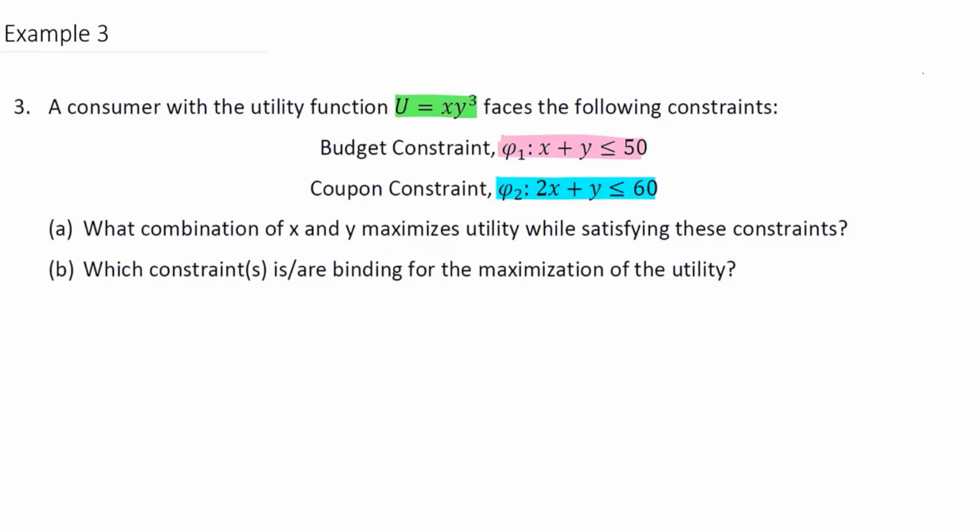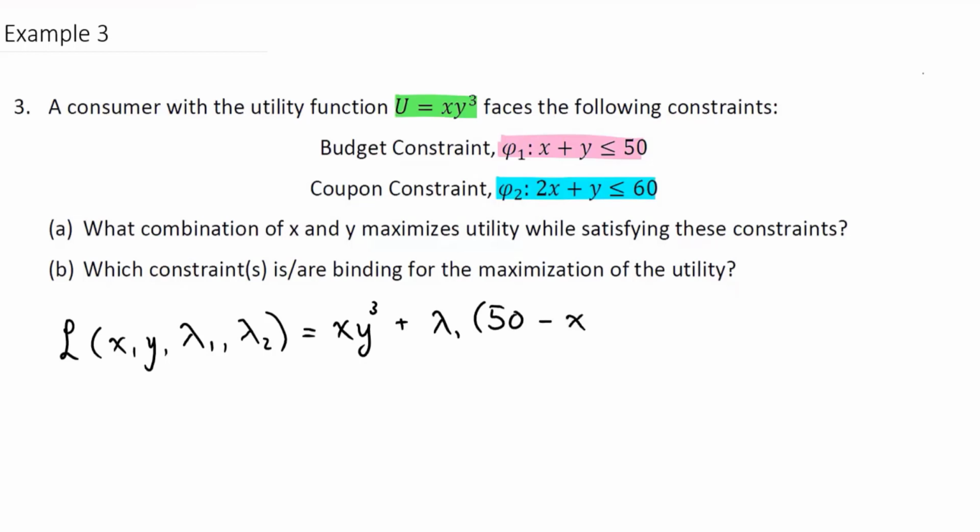So I'm going to use the Kuhn Tucker approach and set up my Lagrange equation, which is going to be a function of x, y, and we have two constraints, so I have lambda 1 and lambda 2. The function I'm trying to optimize is my utility, so that's x y cubed plus lambda 1 times my constraint 1, which is 50, the budget, minus the x plus y, so minus x minus y. And then I have my second constraint, so lambda 2 times, this time the budget is 60, and the constraint is 2x plus y, so this is going to be minus 2x minus y.